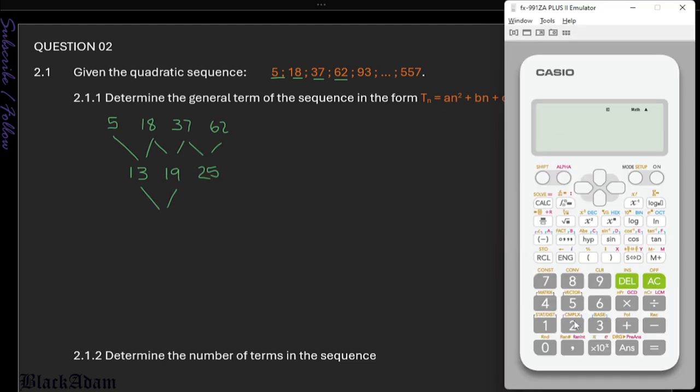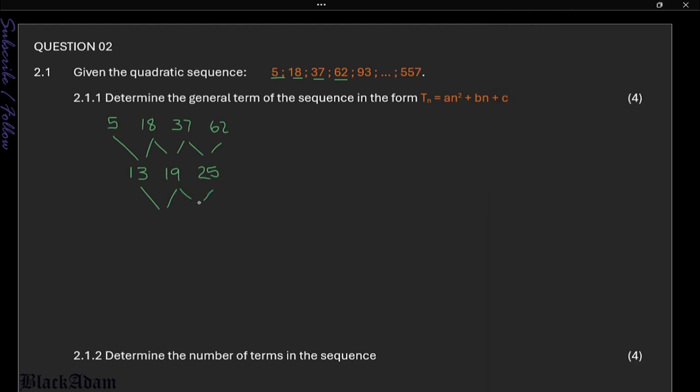And again, second difference: 19 minus 13 is 6, and 25 minus 19 is 6 as well. So we have the first difference sequence there. So a plus b plus c, the first term, is 5. 3a plus b gives us 13, and then 2a gives us 6.